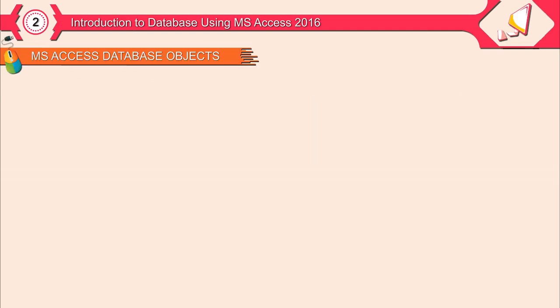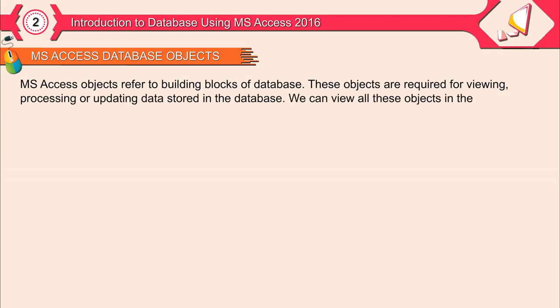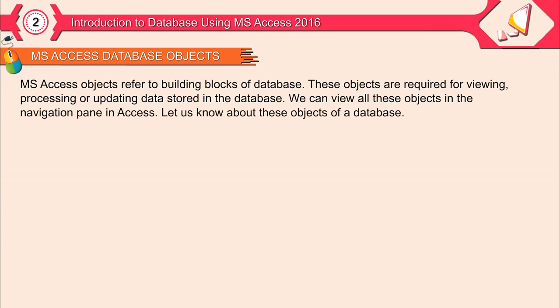MS Access Database Objects. MS Access objects refer to the building blocks of a database. These objects are required for viewing, processing, or updating data stored in the database. We can view all these objects in the navigation pane in Access. Let us know about these objects of a database.